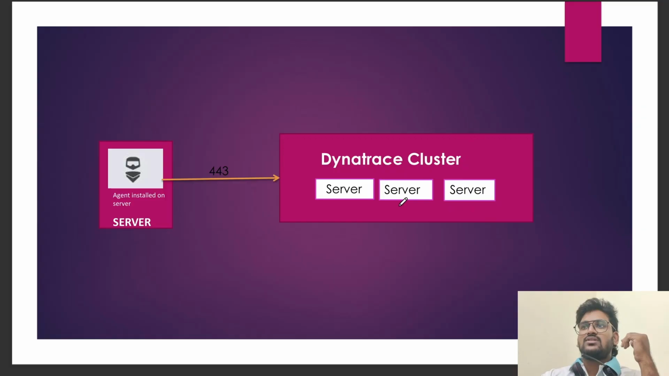If any server is down, for the availability of the Dynatrace cluster, we are using Elasticsearch and multiple servers, so that if any server is down, we can serve the users using other servers. If it is only one server, one agent can directly connect to the cluster on port 443.